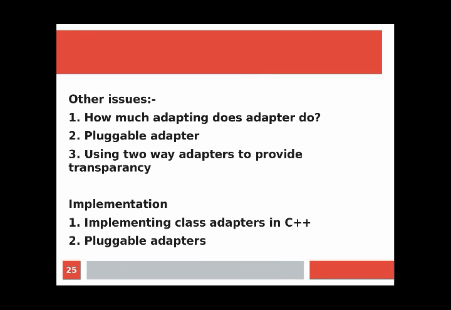Implementation. Implementing class adapters in C++: in C++, adapter would be a subtype of target but not of adaptee. And the second is pluggable adapters. Find a narrow interface for adaptee, that is, the smallest subset of operations that lets us do the adaptation. A narrow interface consisting of only a couple of operations is easier to adapt than an interface with dozens of operations. The narrow interface leads to three implementation approaches. First one is using abstract operations, second is using delegate objects, third is parameterized adapters.